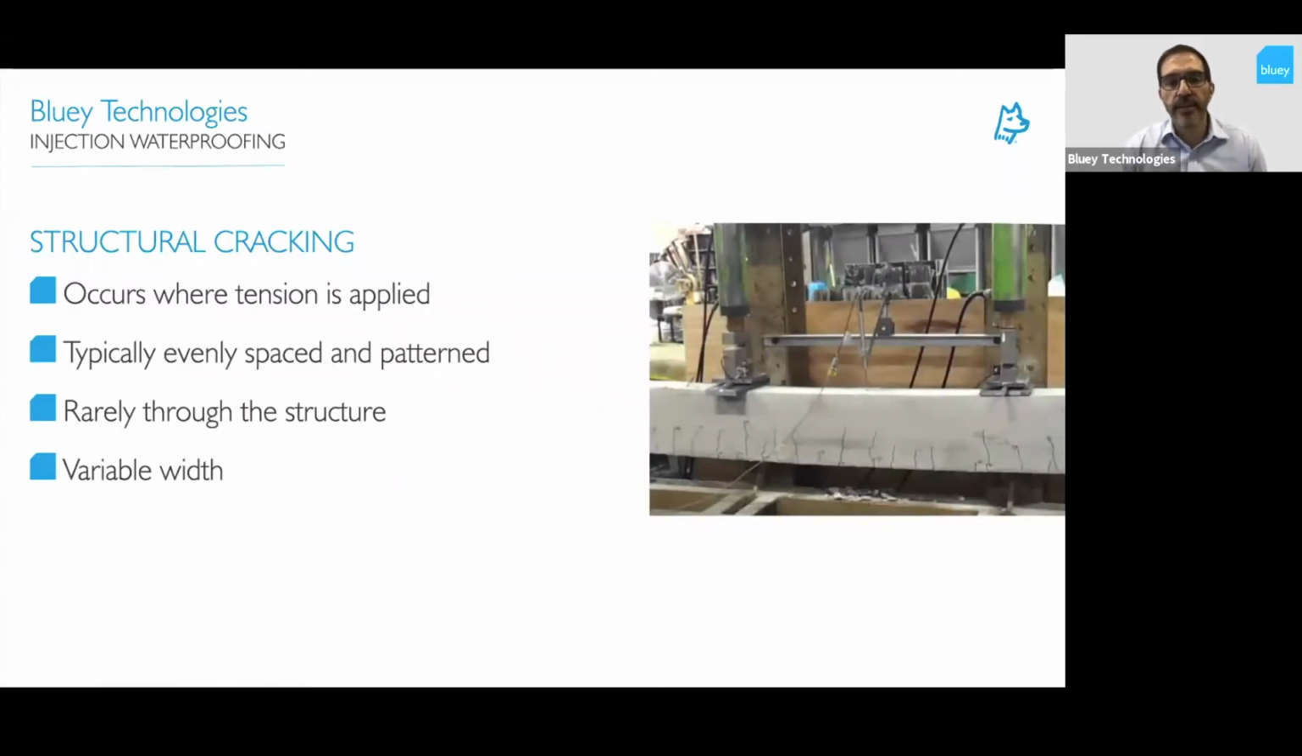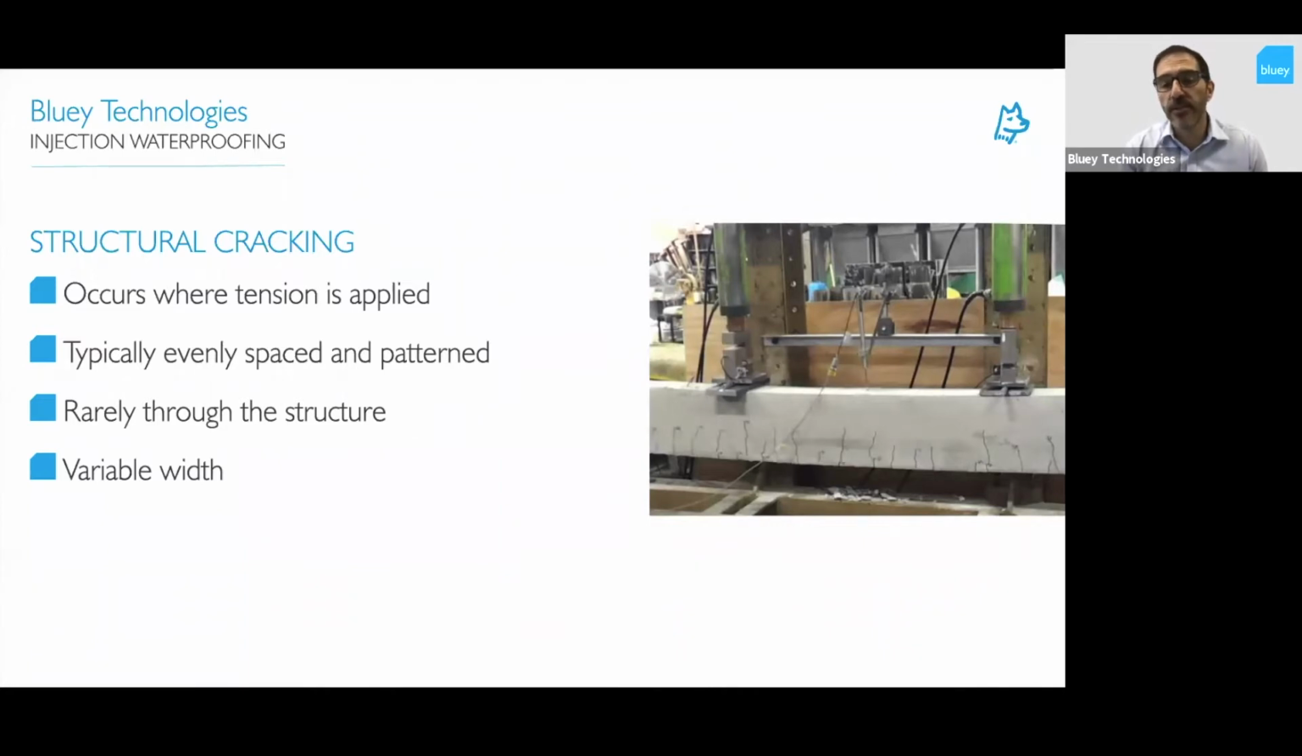So, structural cracking. As you can see in the photo there, it occurs where tension is applied. Tension is occurring in the bottom part of that beam, so the cracking is propagating from the bottom. Typically, it's evenly spaced and evenly patterned. Rarely does it go through the structure unless it's a tensile member, but when you're talking about bending, this is the type of cracking that you see.